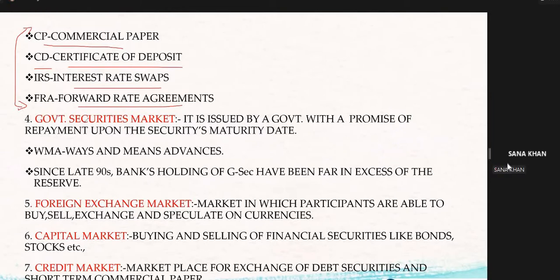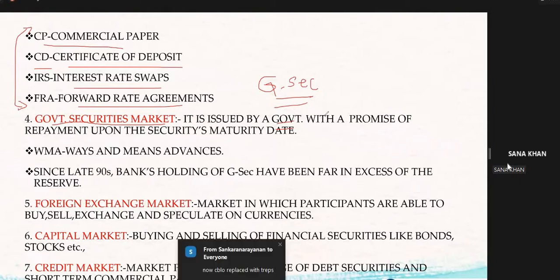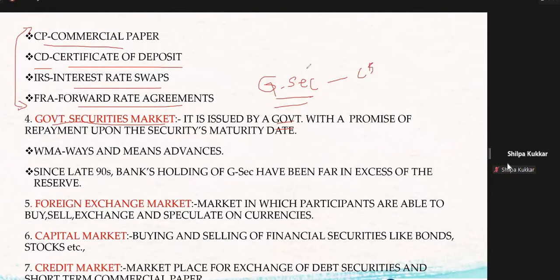Okay, then we have the government securities market. This is another market where the government will be issuing the securities. Here they actually gave importance to GSEC. Whenever we talk about government securities, who will be in the first place to invest in the government securities? Commercial banks, exactly. They are given the first preference. That is why they brought this concept of GSEC.